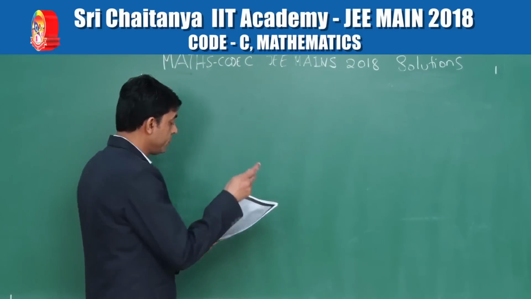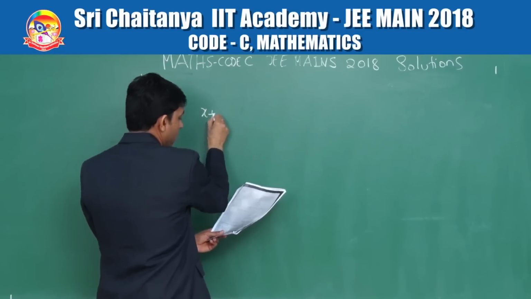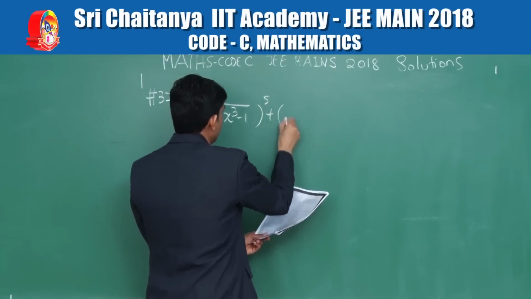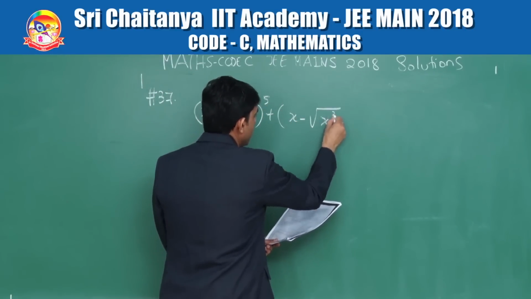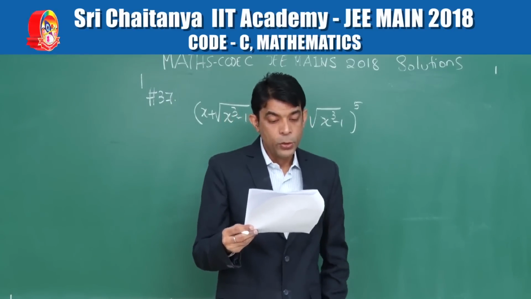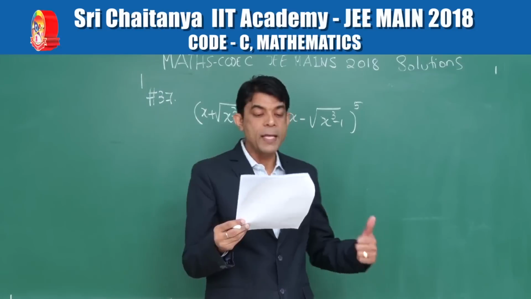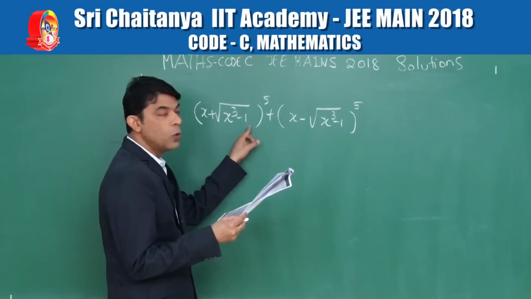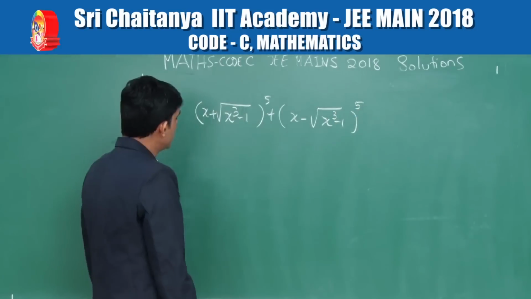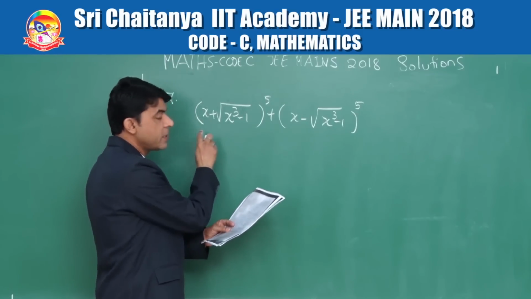Let's do number 37. The question asks you to find the sum of the coefficients of all odd degree terms in the expansion of x plus root x cube minus 1 whole to the power 5 plus x minus root x cube minus 1 whole to the power 5. So the problem asks us to calculate the sum of the coefficients of all odd degree terms in the expansion.